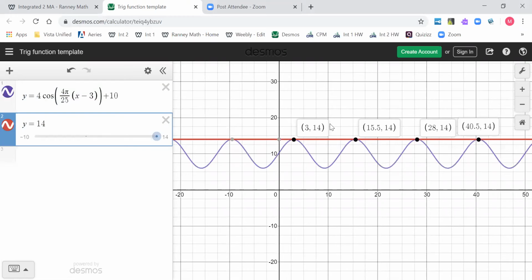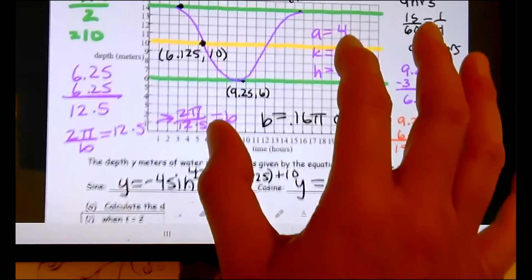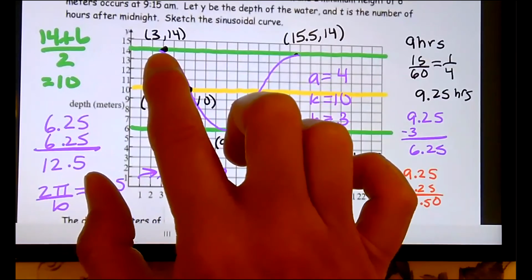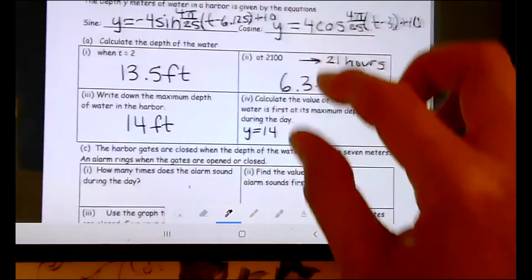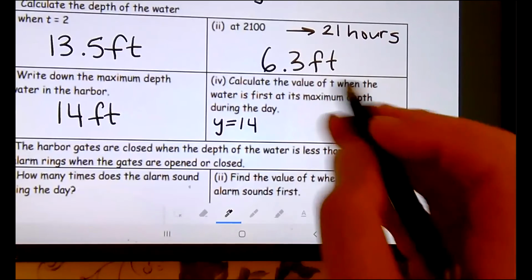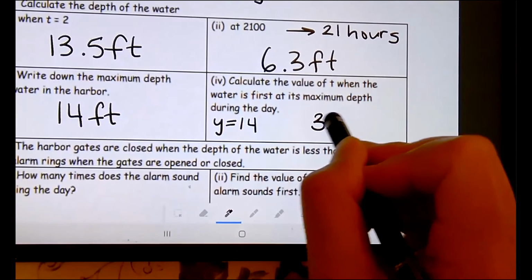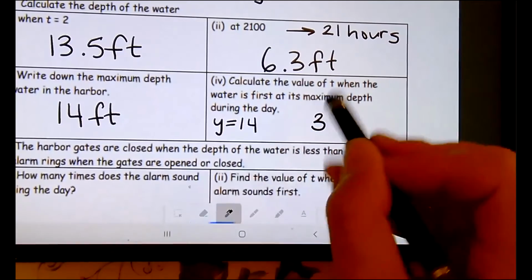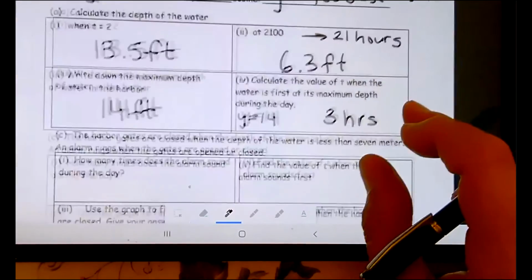And again, we're adding on our period every time. Or actually not 15.5, what was it? It was 12.5. So I'm adding 12.5 each time. Now, again, here, we could see that max height of 14 right here at 3, but not always can you see it, so that's another way of doing it. So we're going to end up with this at 3 hours. Okay, it ends up at 3 a.m.